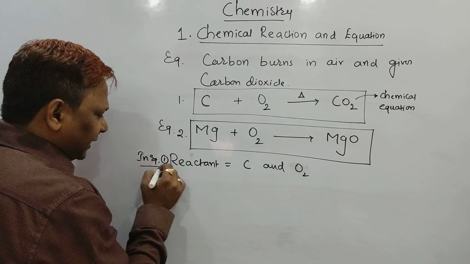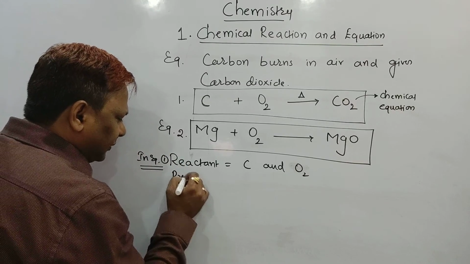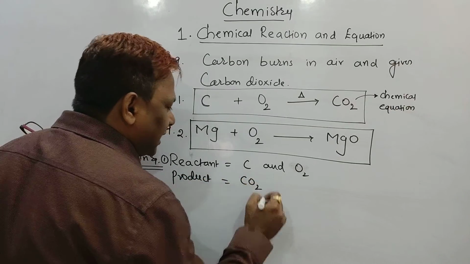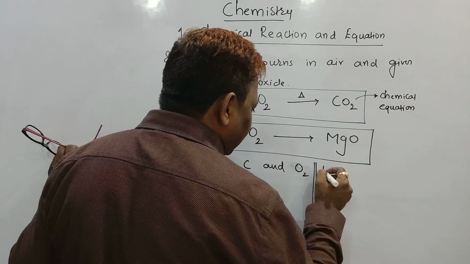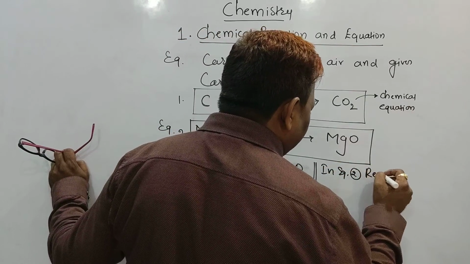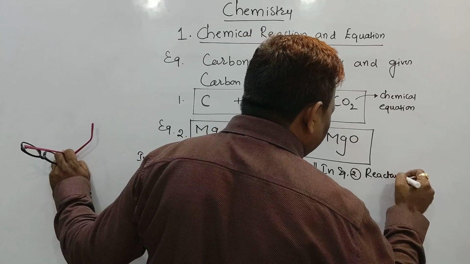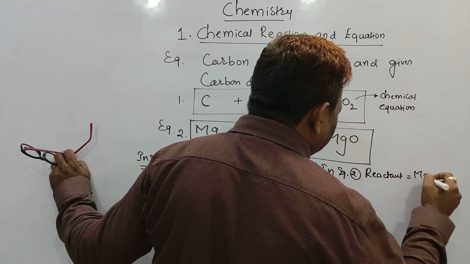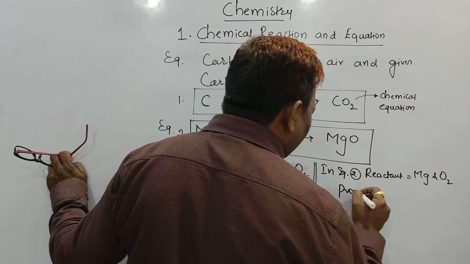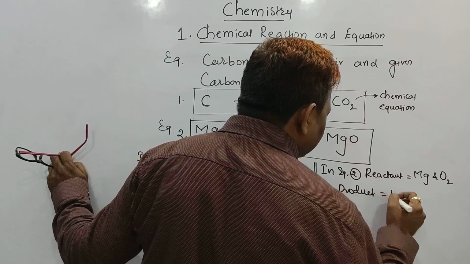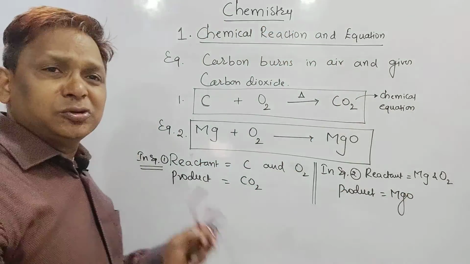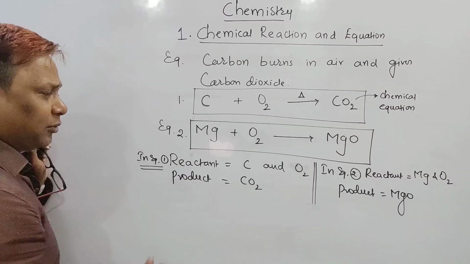But in the same way, in example number 1, what are the products? So sir, in example number 1, the product is carbon dioxide. In the same way, in example number 2, what are the reactants we have? Sir, in example number 2, the reactants are magnesium and oxygen. And in example number 2, what is the product? The product is magnesium oxide. But we should know what reactant and product mean.